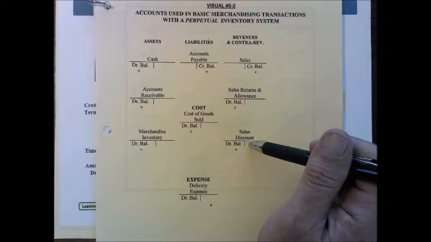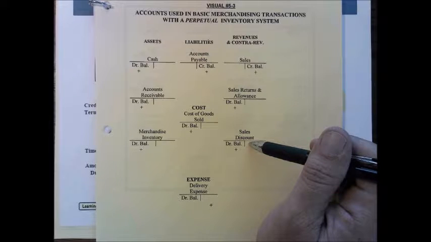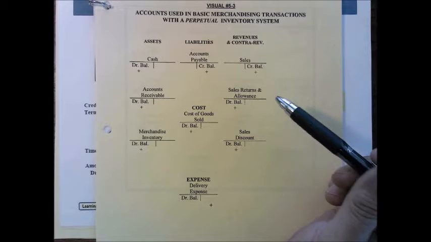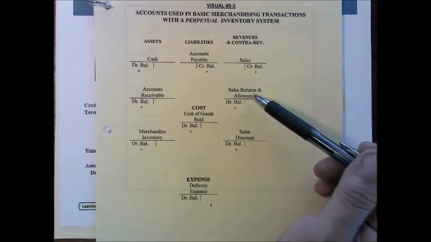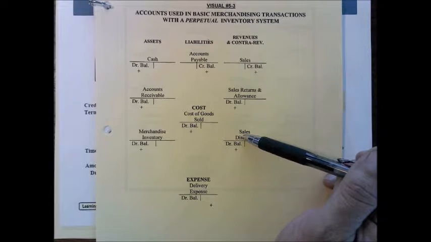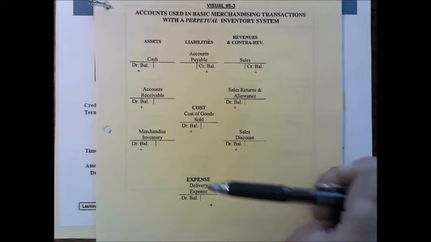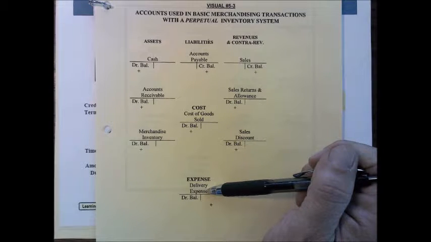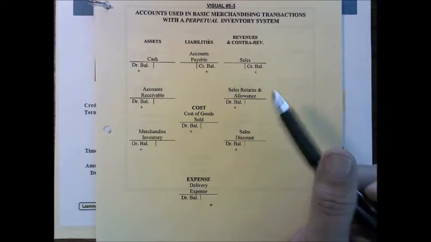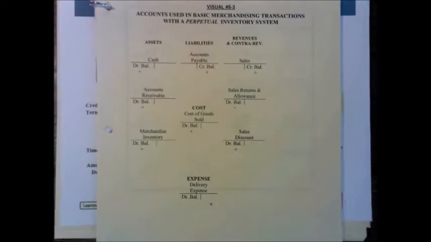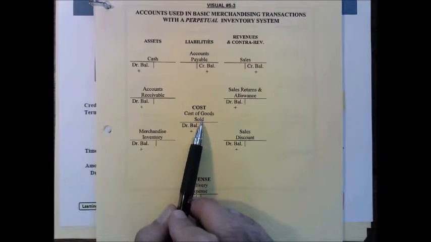And then we have this account, sales discount. We're going to get into this discounts thing in just a bit. Also a contra revenue account. So if you think about it, net sales would be sales minus sales returns minus sales discounts, because they're both contra revenue. The other new account we have is delivery expense, plain old garden variety expense account, normal debit balance. And the one we've alluded to already in the first video is this cost of goods sold.